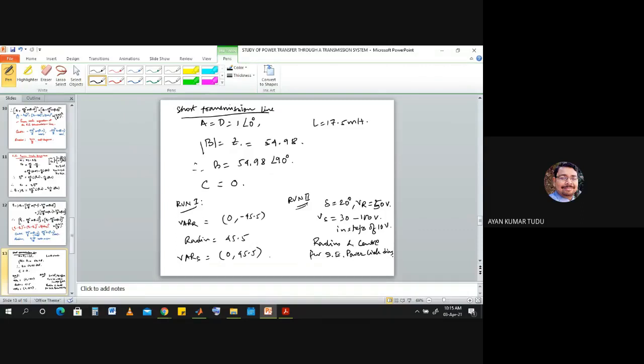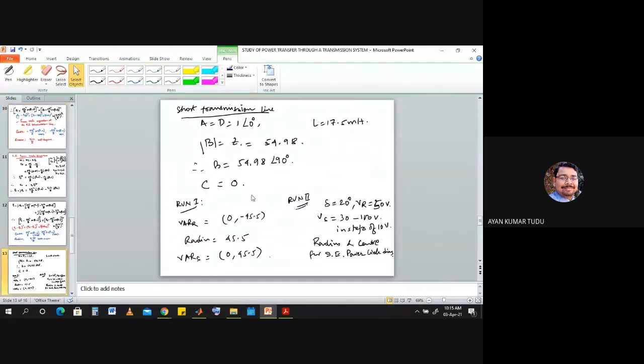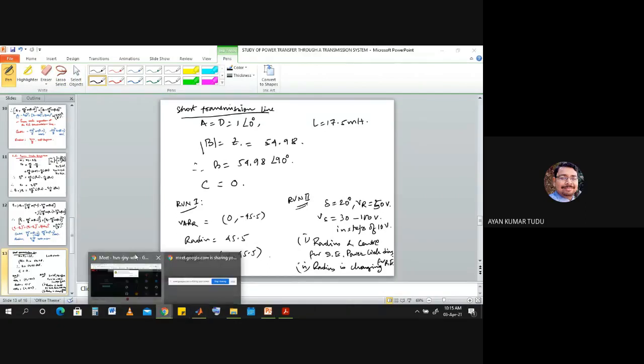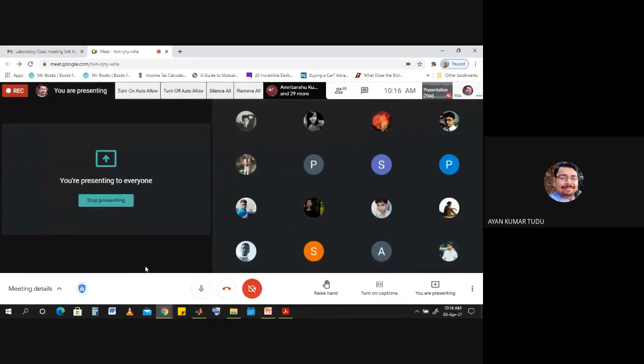And what about the receiving end? As you can see from the equation of the receiving end, only the radius would be changing, but the center would remain constant. So for run 2, since only the radius is changing and the center remains fixed for the receiving end power circle diagram, what type of circles will we get? We will get concentric circles, correct?